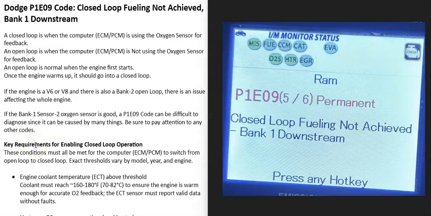So today I'm talking about a Dodge with the P1E09 code, what it is and how you could go about fixing it. And so what is a Dodge P1E09 code? Well, it's a closed loop fueling not achieved bank 1 downstream. And so what does this mean?